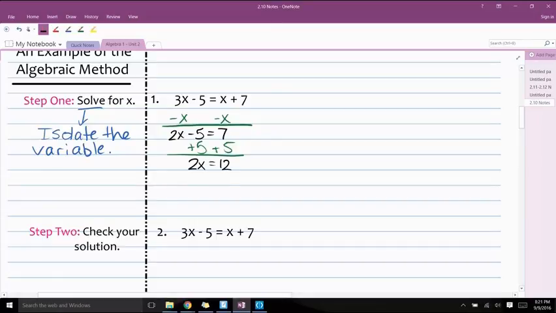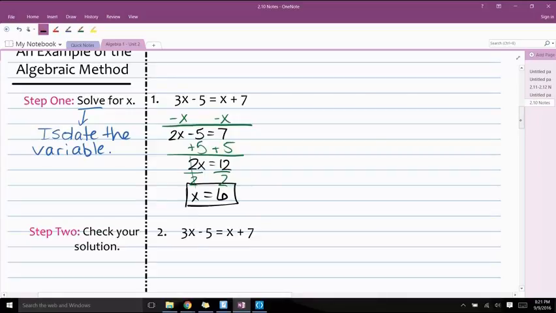Well, now we know 2x equals 12, but we want to know what 1x equals. So right now, what operation is connecting the 2 and the x? Multiplication. How do you undo multiplication? You divide. So when we divide each side by 2, we have 2 divided by 2, which we all know is 1. Okay, so we get x equals 12 divided by 2 is 6. So right now, we think our solution is x equals 6.